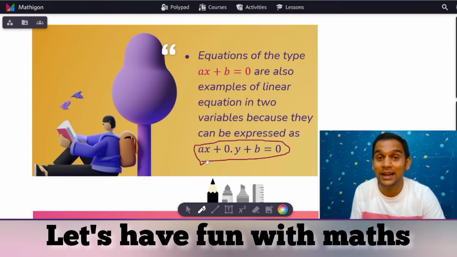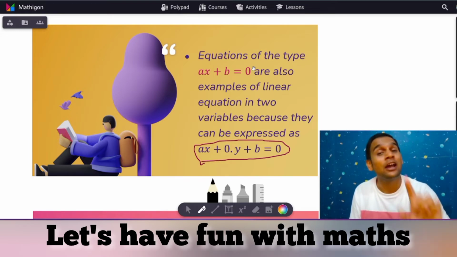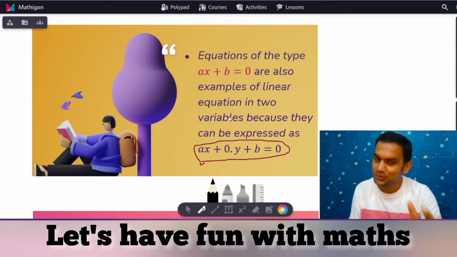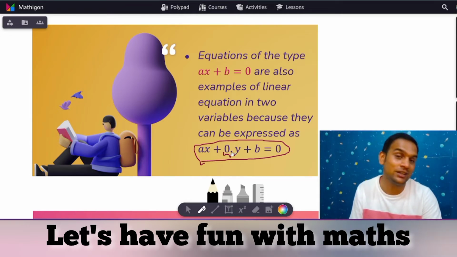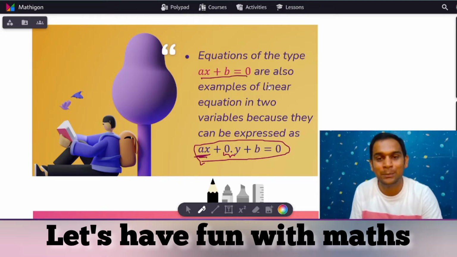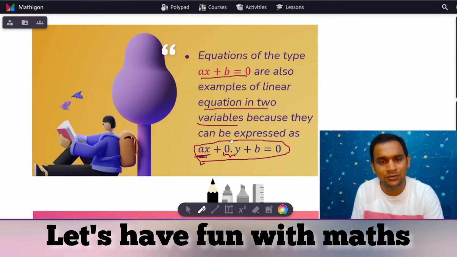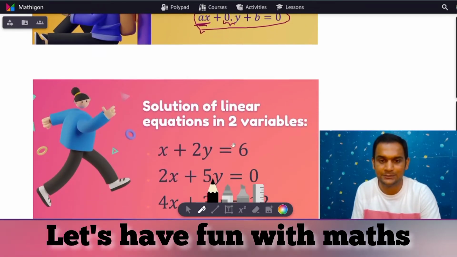Now what do we understand here? We understand the real meaning of a and b are not both 0. As you can see here, the second coefficient is 0, but one of them is not 0. That is non-zero. So that is why ax plus b equals 0 is also a linear equation in two variables, because the other variable has a coefficient of 0. That is our understanding.